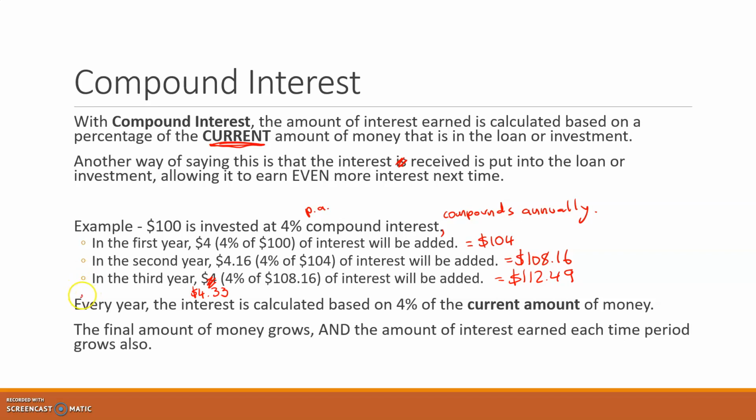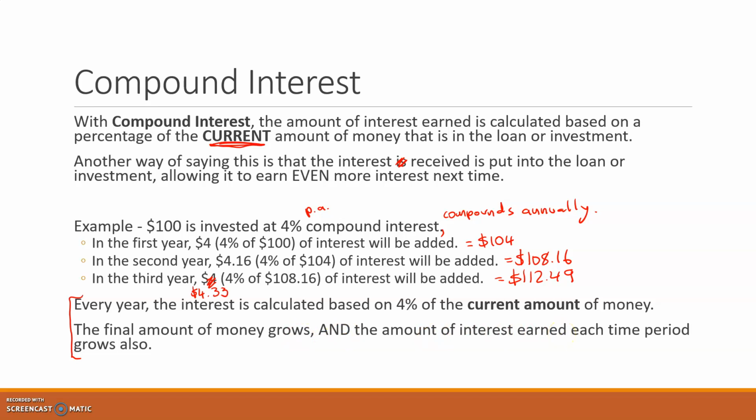But let's just read this little piece of information down here before we do. So every year, the interest is calculated based on 4% of the current amount of money. That's the difference. With simple, it was the original amount of money always, but now it's our current amount of money. So the final amount of money grows, and the amount of interest earned each time period grows as well.